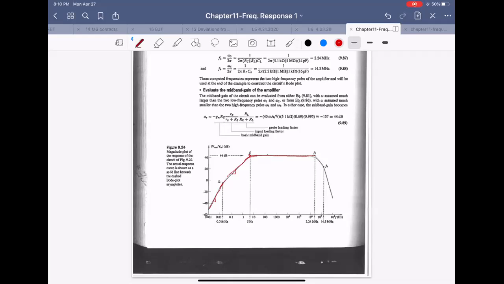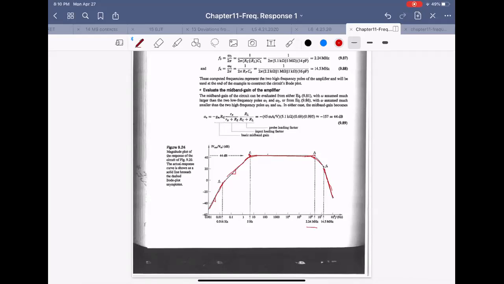Same way, and F3, 2.24 megahertz, just past this point. This point is minus 3 dB below this corner. So you make a smooth curve past this one. And then this way also. This minus 40 dB per decade like this.